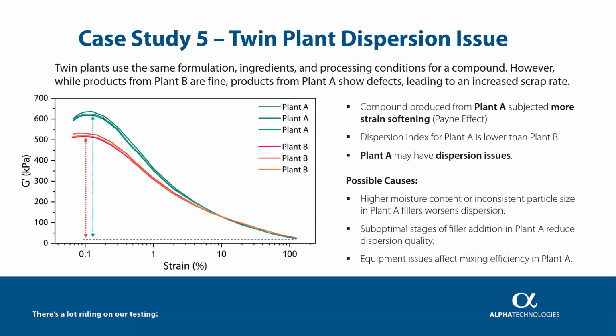Possible root causes include higher moisture content or inconsistent particle size in the fillers used by Plant A, or suboptimal filler addition sequences during mixing, or equipment-related issues that may be reducing mixing efficiency at Plant A. So this case clearly demonstrates how RPA strain sweep data can reveal subtle yet critical differences in processing performance, even when all variables appear identical on paper.